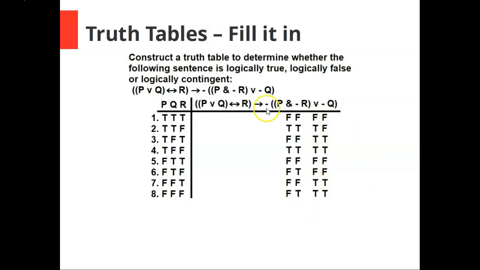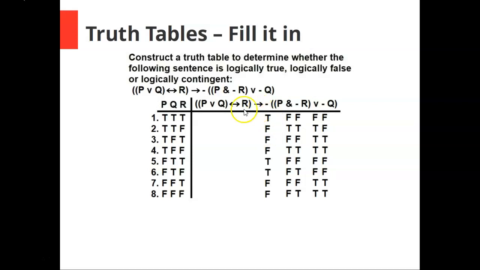But the negation out here is saying the sentence inside this parentheses is false. In other words, the negation is saying this disjunction is false. So you take the disjunction column and you just flip it. Every time the disjunction is false, the negation of the disjunction is true, and vice versa.